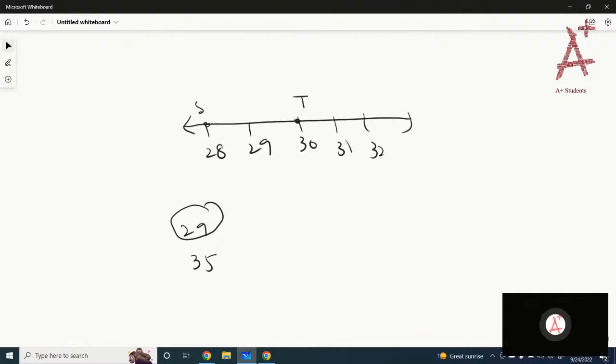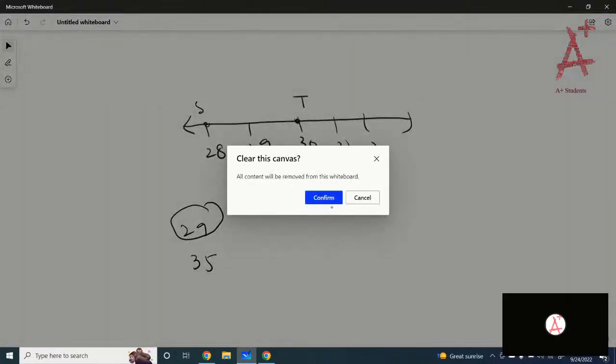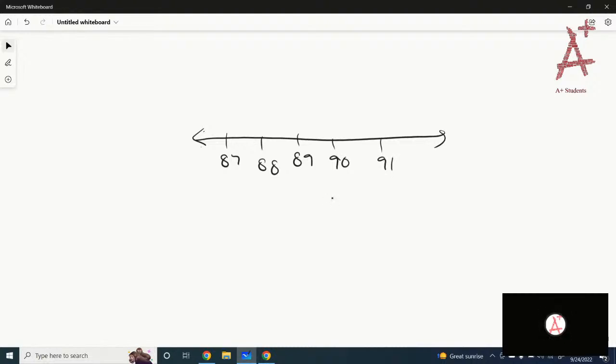Okay, the next one is what is the coordinate of CD? 87, 88, 89, 90, 91, 92. So 89 and 91. Okay, so you have to find the midpoint of these two points. The options you are given are 90 and 20. So which option is the correct one?